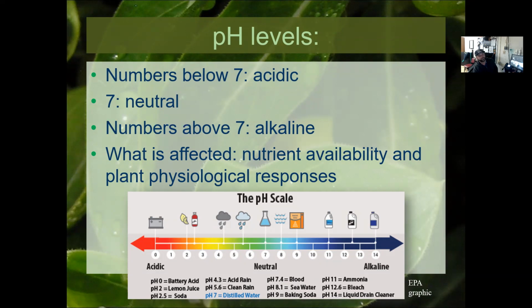If we take a look at some things that are acidic here, we have everything from a pH of 0, which is extremely acidic, like battery acid, to soda, which is about 2.5. If you ever get acid reflux, that's soda really working in your system. It's probably not that great for you. Then going above distilled water at a pH of 7, you get into alkalinity. That would be something like seawater with salt in it, baking soda, and something really terrible, especially if you get it in your body, would be bleach or liquid drain cleaner.